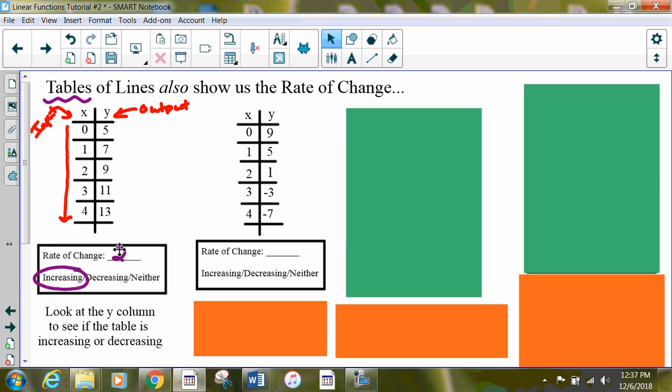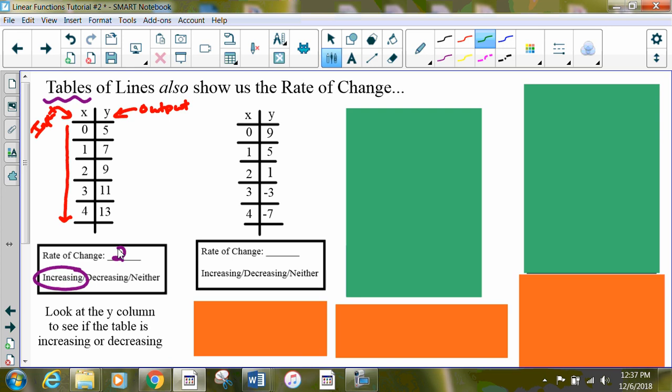So with this next one, once again, the input is boring. We're just going up by ones. 0, 1, 2, 3, 4. It's the output that tells you what's going on with this linear equation. So we're going 9, 5, 1, -3, -7. It's kind of a little bit harder to see what's going on when we have the negative numbers.